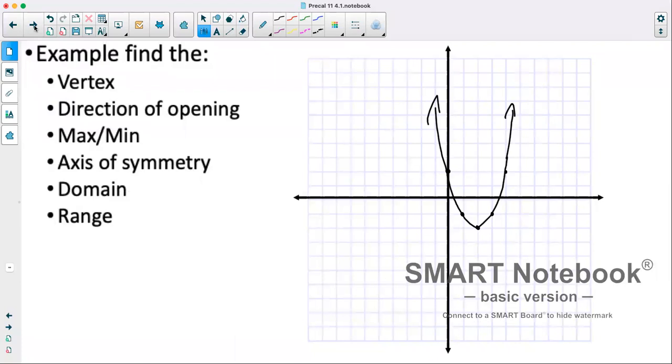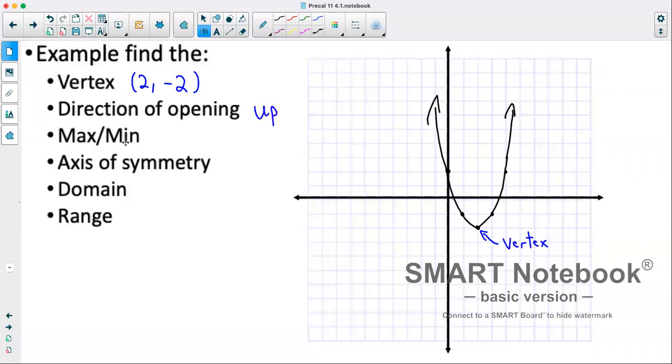Okay, so example, find the vertex, the direction of opening, the maximum or minimum, the axis of symmetry, domain, and range. Okay, so first thing we'll do is find the vertex. So this is our vertex here. And we can see the x value of that vertex is at +2. The y value of it is at -2. Direction of opening, our arrows go upwards, so therefore it would be up.